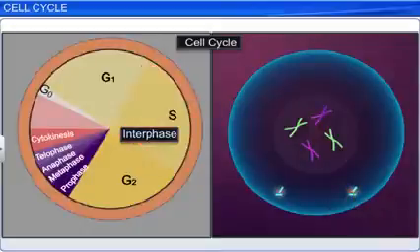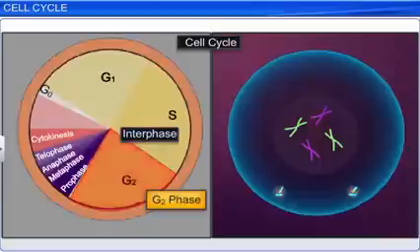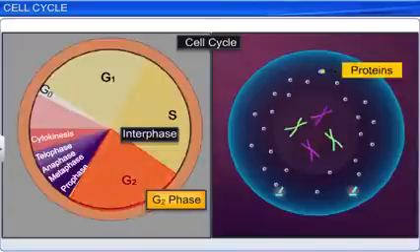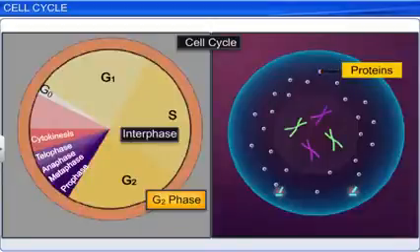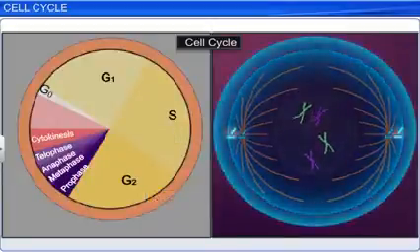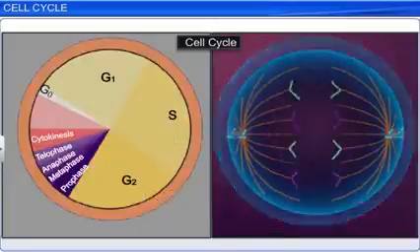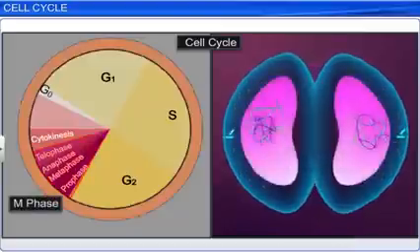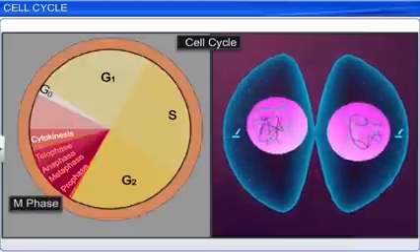Finally, in the G2 phase or gap 2, the cell prepares for mitosis and cell division by synthesizing proteins while the cell continues to grow. Now, the next phase of the cell cycle is the M phase, where actual cell division or mitosis takes place.